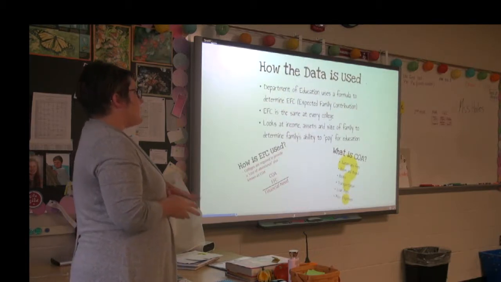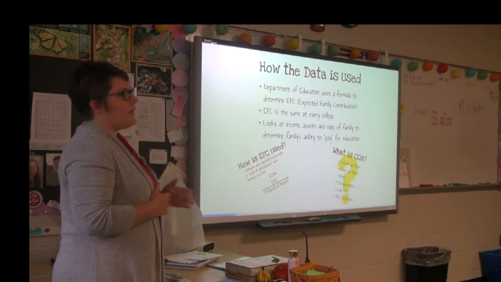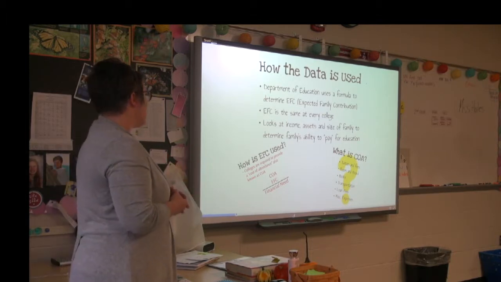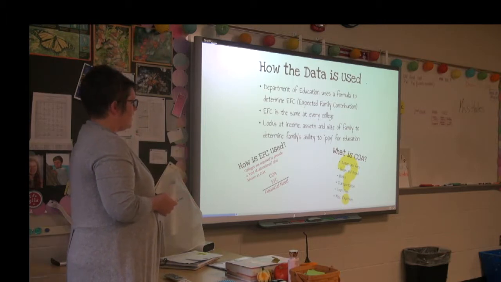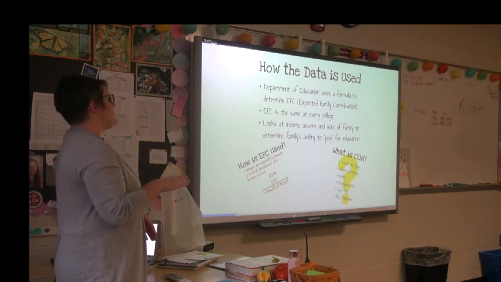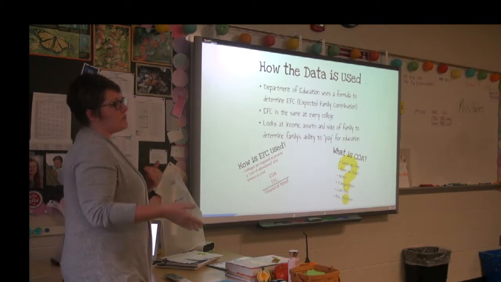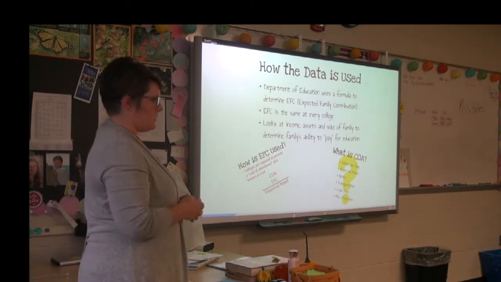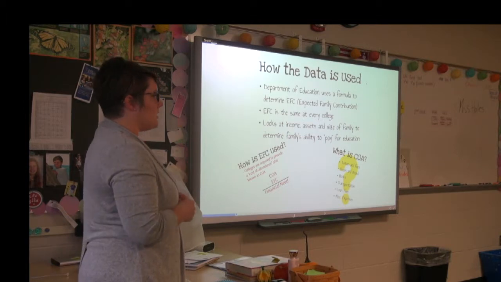So again, the data that you put into the application is used to create the expected family contribution. That number does follow you from school to school. It doesn't change. So again, it looks at income, assets, family size. And again, even though it says determines a family's ability to pay for education, that's why pay is in parentheses, it is not a dollar amount that you'll have to contribute necessarily to the student's education. You can pay cash for college obviously, but it's just to guide for that need-based aid.